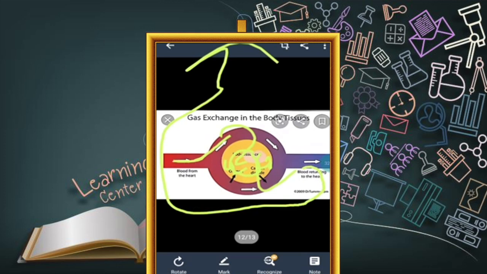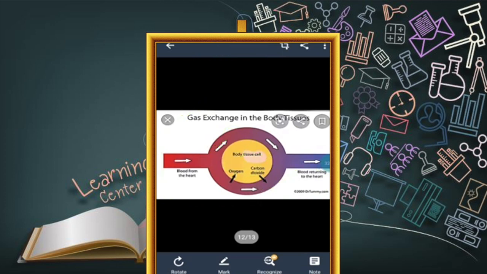These places are also involved. Which type of cells are here? Here only RBC cells are involved in the gas exchange system. No other cells help there. Is it clear? This is the gas exchange system in the external and internal respiratory system.